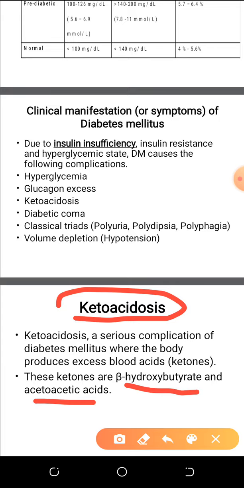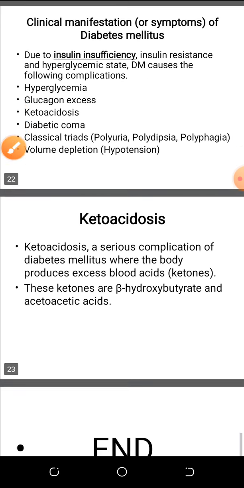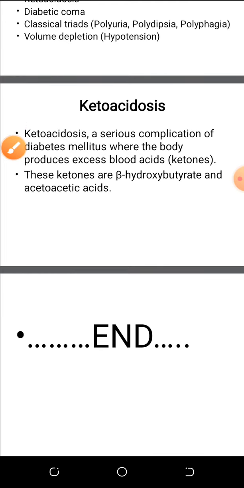Because in this case, glucose is not entering the cells, but lipids become the alternative source of energy. So the lipids are broken down by beta oxidation in the mitochondria, resulting in production of beta hydroxybutyrate and acetoacetic acid. Okay, so this is where we end.